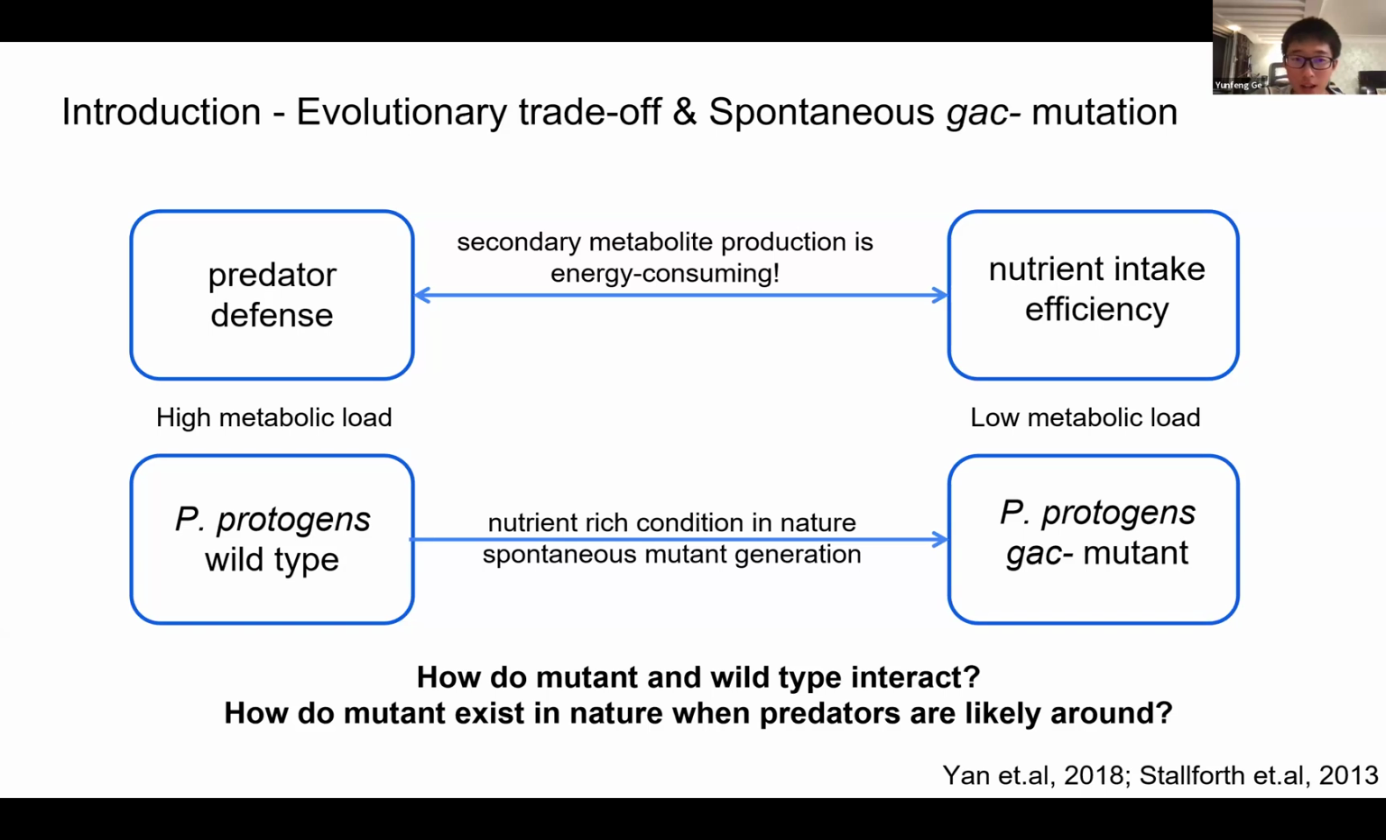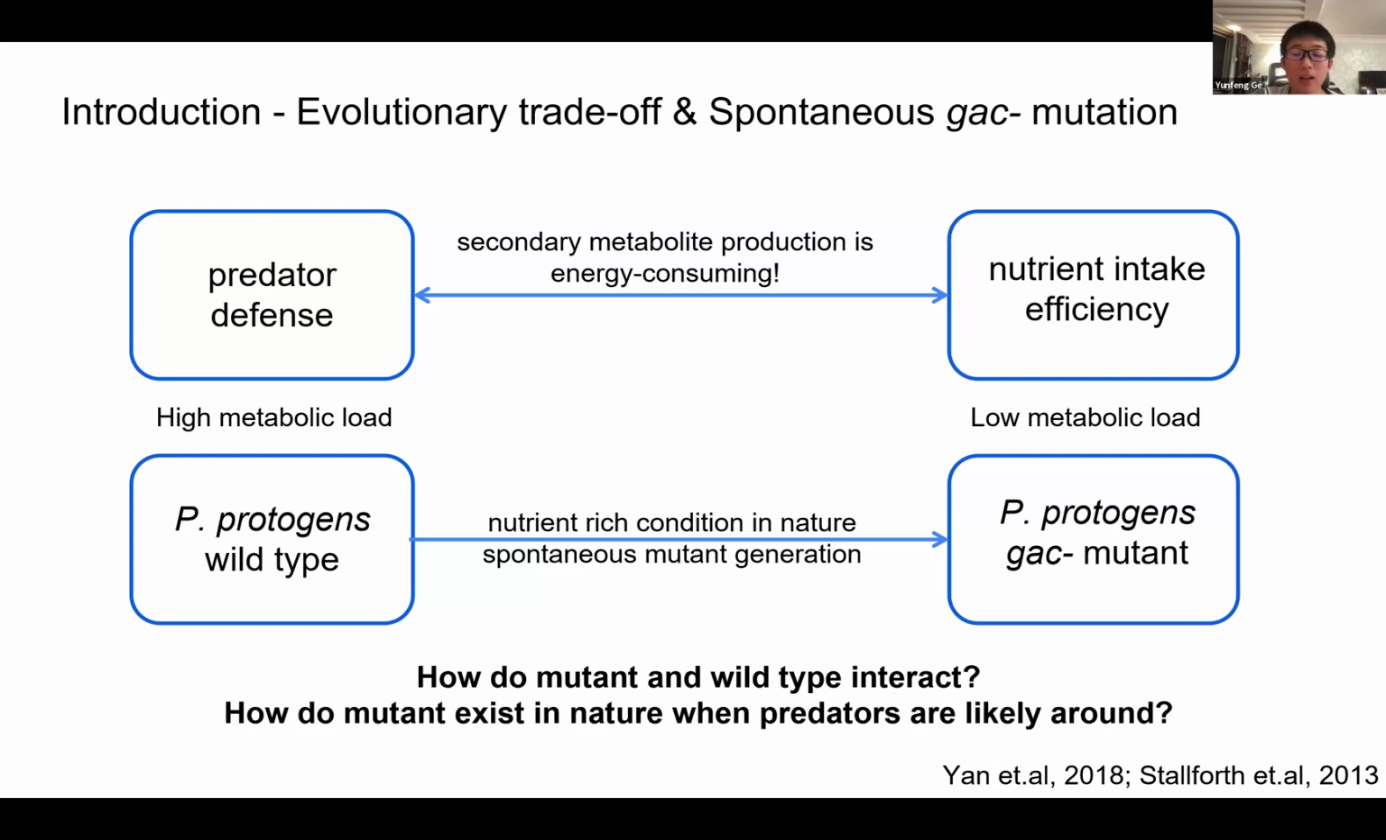The thing is, there is an evolutionary trade-off there. Predator defense, which sounds like a very cool thing for bacteria to have, is actually very energy consuming. All those energies and nutrients spent on producing antibiotics could instead be used for nutrient intake, growth, and reproduction. So that means that although the wild type is resistant to predation, it actually grows way slower than the mutant. You can see it on a petri dish, it's growing way slower.